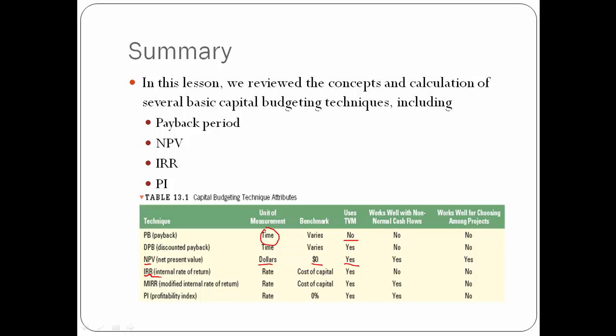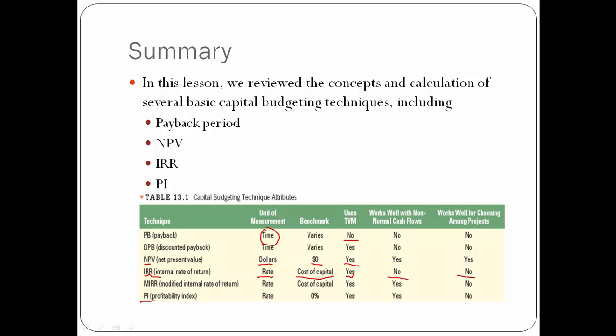IRR is the internal rate of return, so it's a percentage rate, and we want to compare IRR with the cost of capital. And the IRR calculation is also based on the time value of money. But the IRR decision criteria doesn't really work very well with non-normal projects, and also when there are multiple mutually exclusive projects, if we rely on IRR, we may also run into problems. We did not really talk about payback or modified internal rate of return in detail, so they will not be required for your exam.